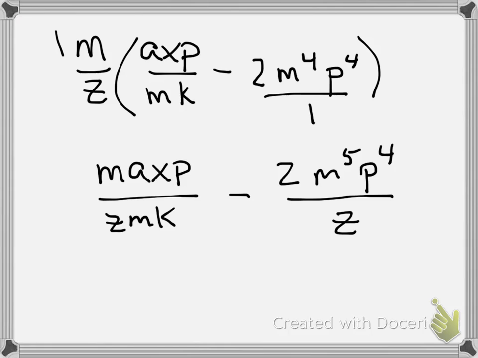We look on the left side over here, and we see that we have two different m's here, so we can cross those out. Those will cancel out just like that, which would leave us with axp over zk, and the other side is minus 2m to the fifth p to the fourth over z. There's nothing we can cancel out there, so our final answer would be axp over zk minus 2m to the fifth p to the fourth over z.